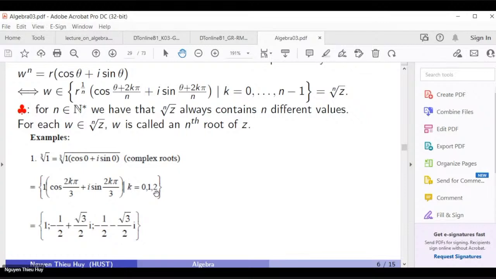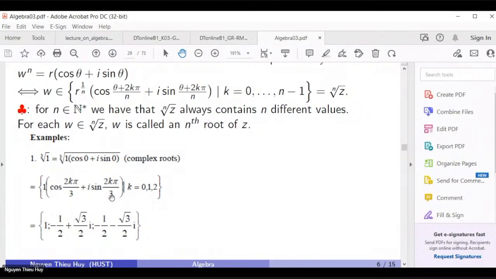and k running from 0, 1, 2. So there are exactly 3 values, because we know from theory that the nth root of z always contains n distinct values. So let's write them down, because there are only 3 values here. For k equals 0, you obtain cos 0 plus i sin 0. It's actually only 1.